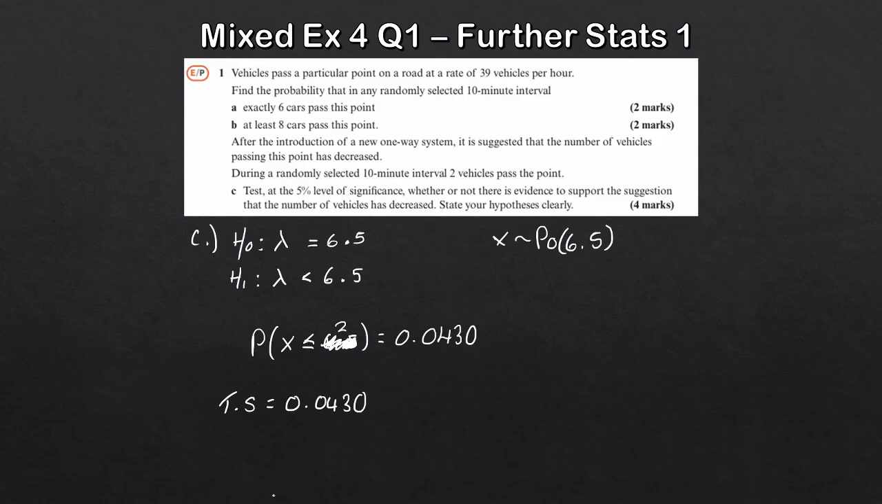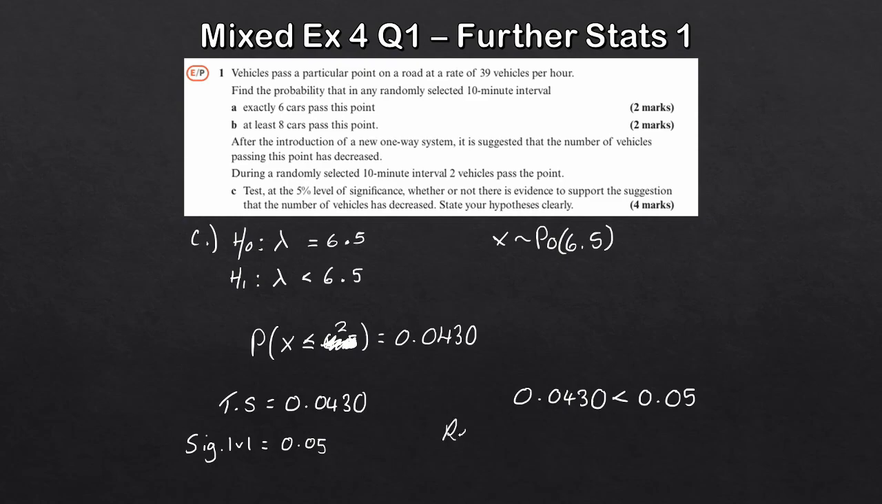And we compare this now to our significance level, which is 0.05. Because for a one-tailed test, we don't need to halve this or anything. We just keep it as 0.05. So what we do now is compare our test statistic to our significance level, and that gives us the conclusion. We either accept H0 or we reject H0. Our test statistic is less than it, because 0.0430 is less than 0.05. So as a result, because this is smaller than the significance level, we reject H0. Okay, so that's our conclusion.